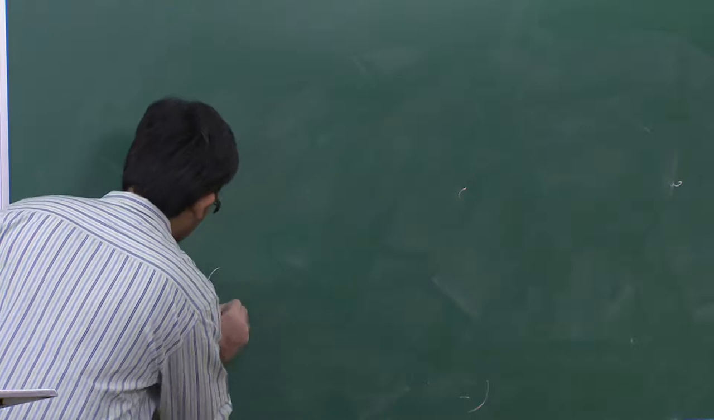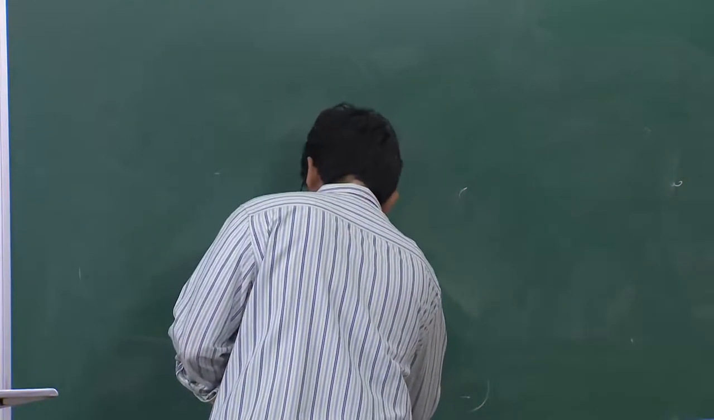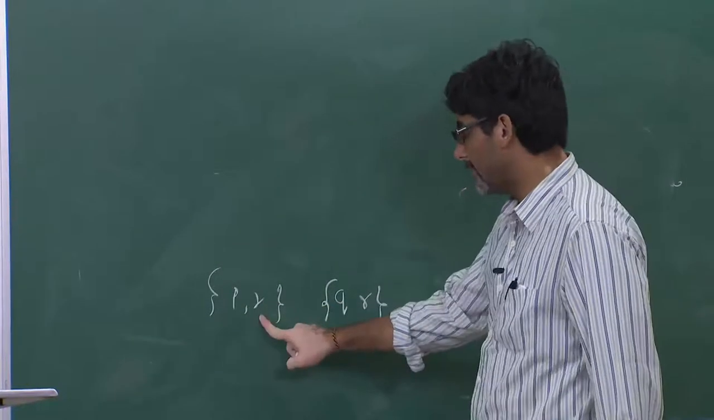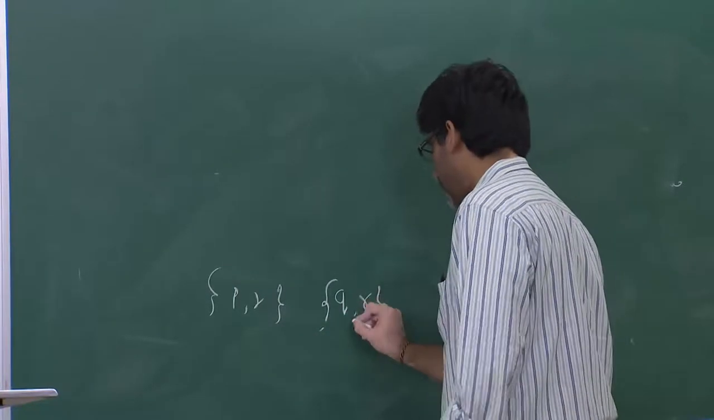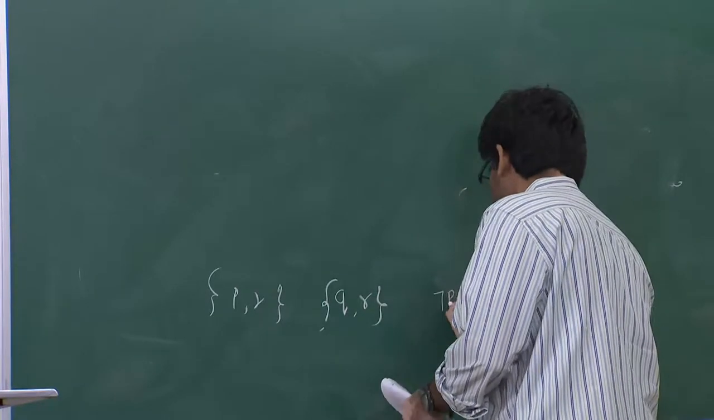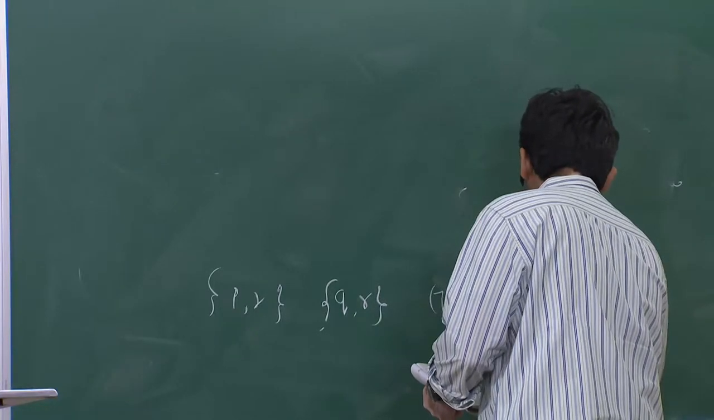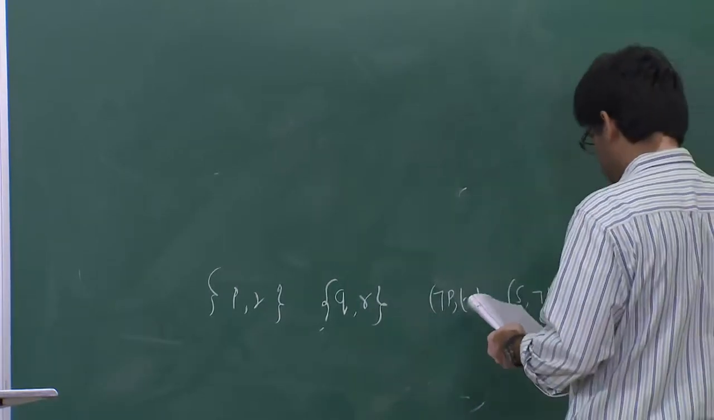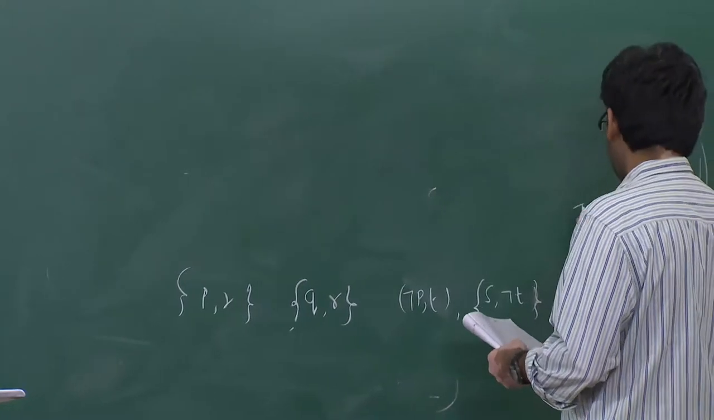We have these formulas: P, R and Q, R. These are the clauses that we have. When I write P comma R, that means P or R. When I write Q comma R, that is Q or R. Then we have not P, T, and then S, not T. Now we have another kind of formula, which is not S.